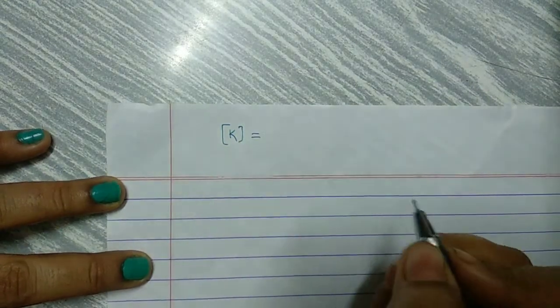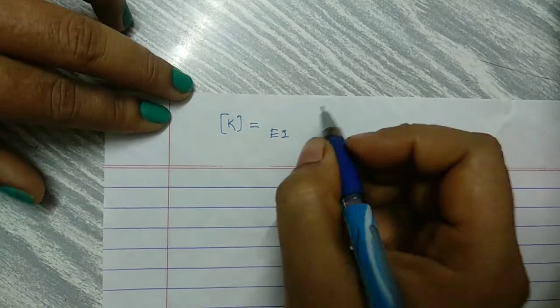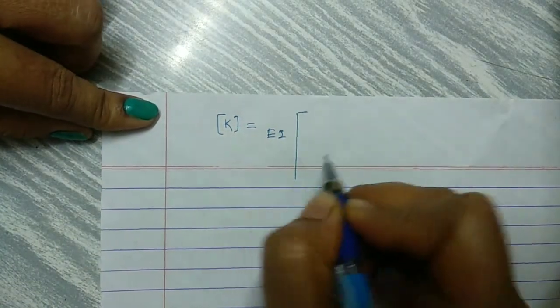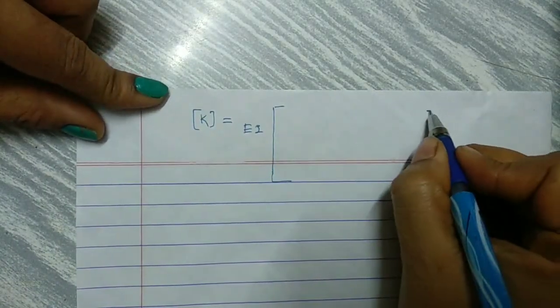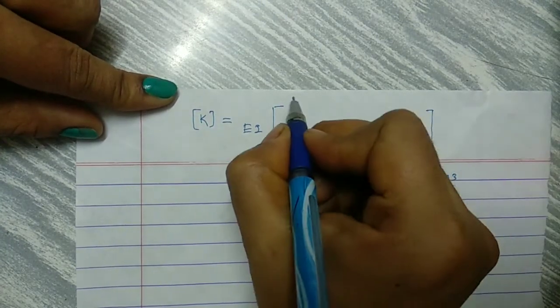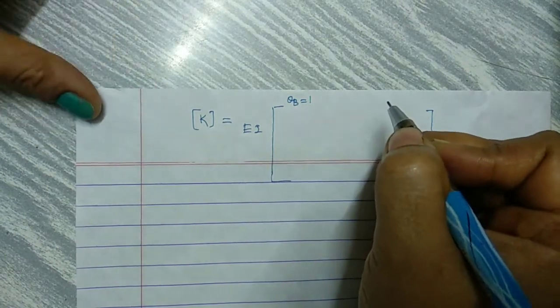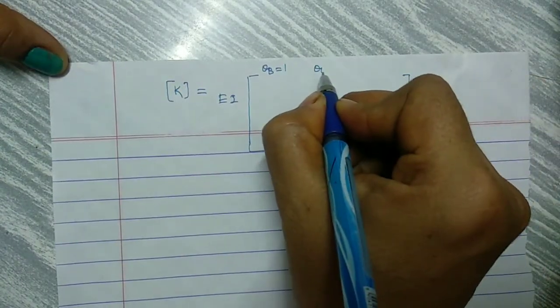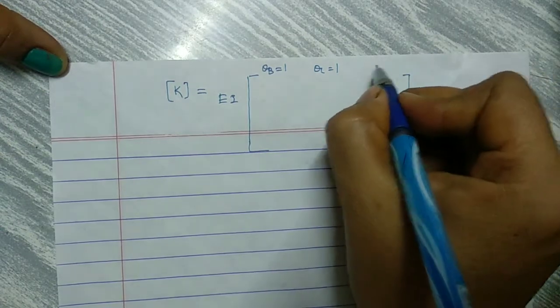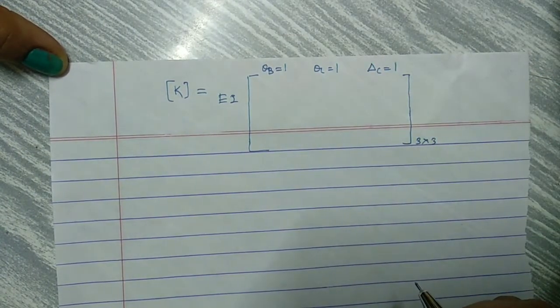So the order of this stiffness matrix will be 3 by 3, with EI written outside the matrix. This matrix will be of order 3 by 3 because the unknowns are 3, the degrees of freedom are 3. The first column we will write when theta b equals 1, the second column when theta c equals 1, and the third column when delta c equals 1.